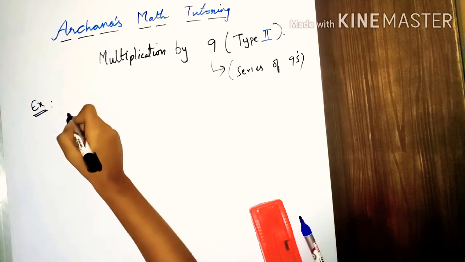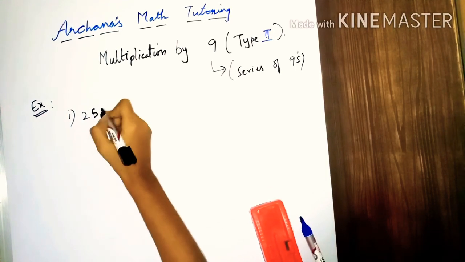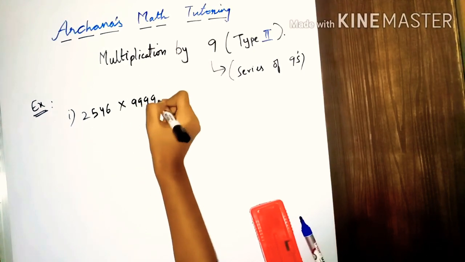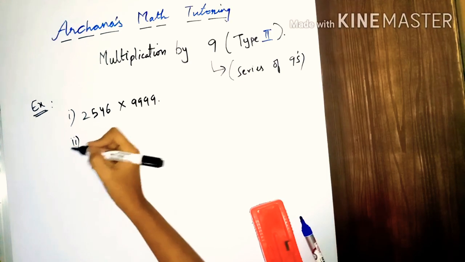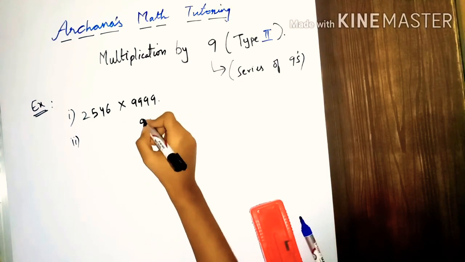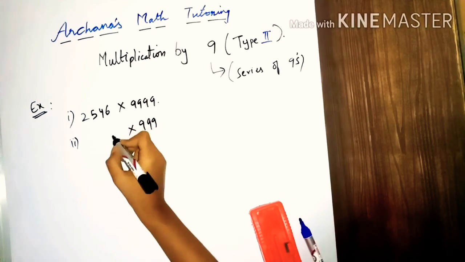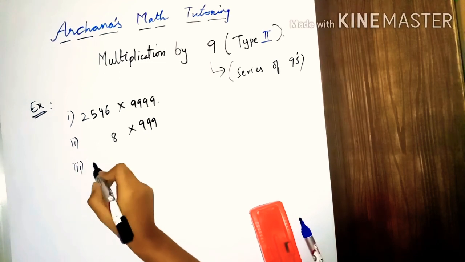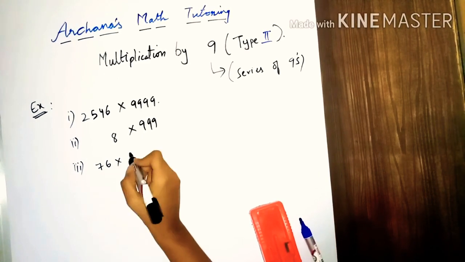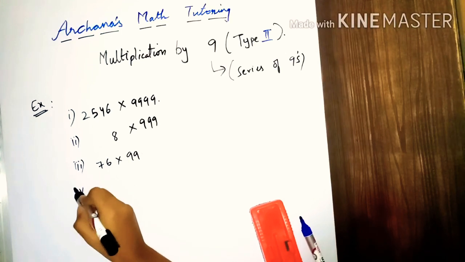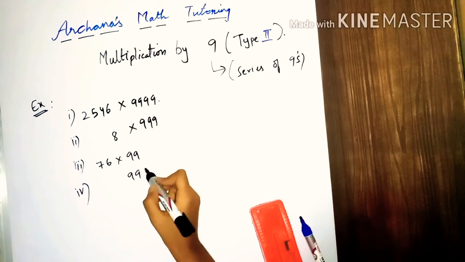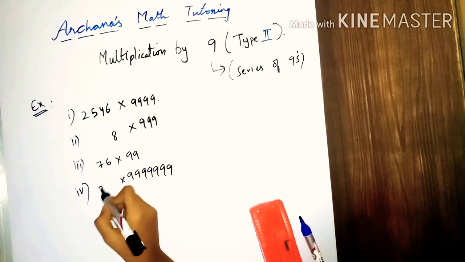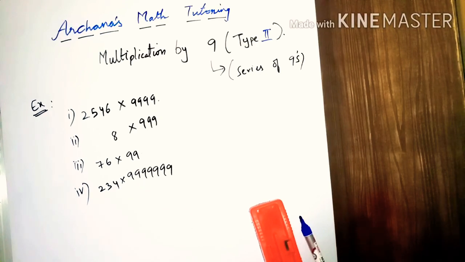So this is one of my questions. The first question is 2546 into 9999. So this is my first question. The second question is, I'll write 3 9s and you multiply it with 8. So 8 into 3 9s. The third question is 76 into 99. And the fourth question is something larger. Don't feel this as hectic. This is also easy, friends. 234. Okay, these are the 4 problems.